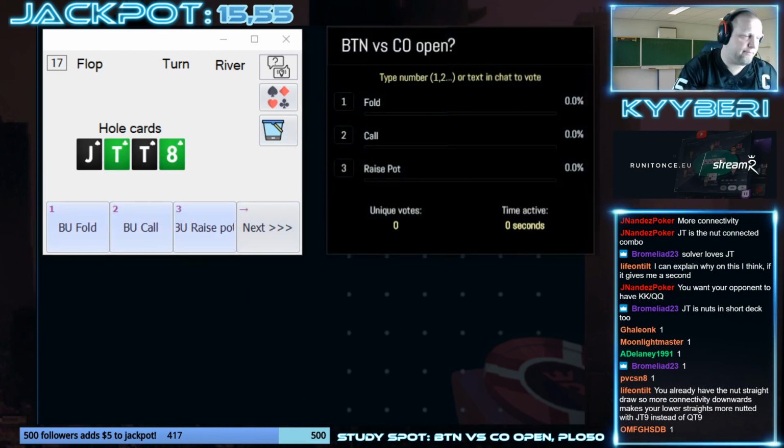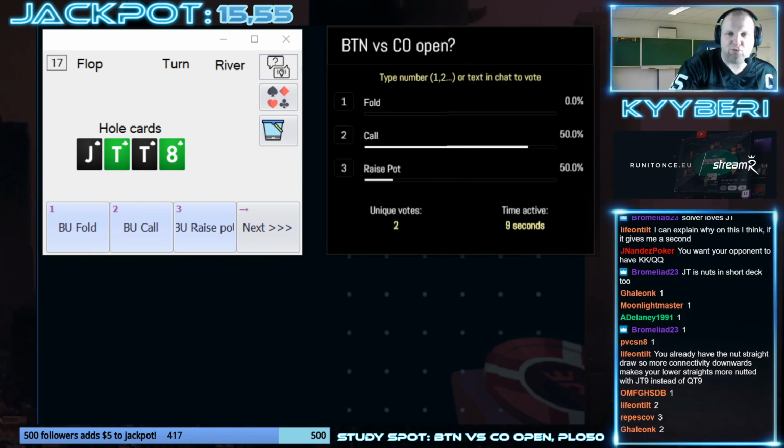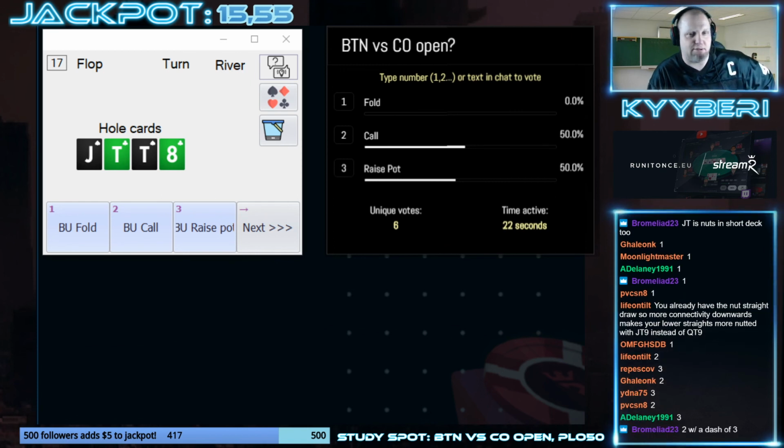All right. Jack-ten-eight. And now, when cutoff opens, for most of us, the mouse starts to go over calling or raising, and you don't know which one to press. So it's a mixed strategy. But you have to press either button. Which one is it? There's no mixed strategy button on the poker client. So I would say that calling and 3-betting, the EV is probably very close to each other.